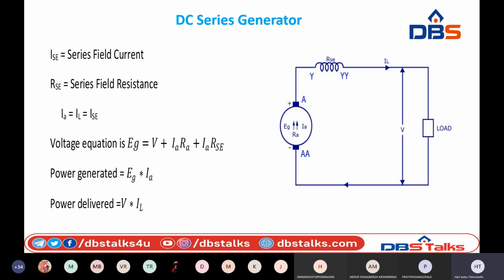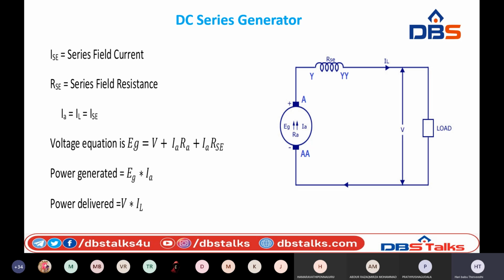Now write the voltage equation. Apply KVL in a loop. Minus EG plus IA RA, here IA is there and RA is armature resistance, internally there is armature resistance, plus ISC RSC. So current is same but resistance is different. Series field resistance is different. That's why minus EG plus IA RA plus ISC RSC plus V equal to 0. So therefore EG is equal to V plus IA RA plus ISC RSC.